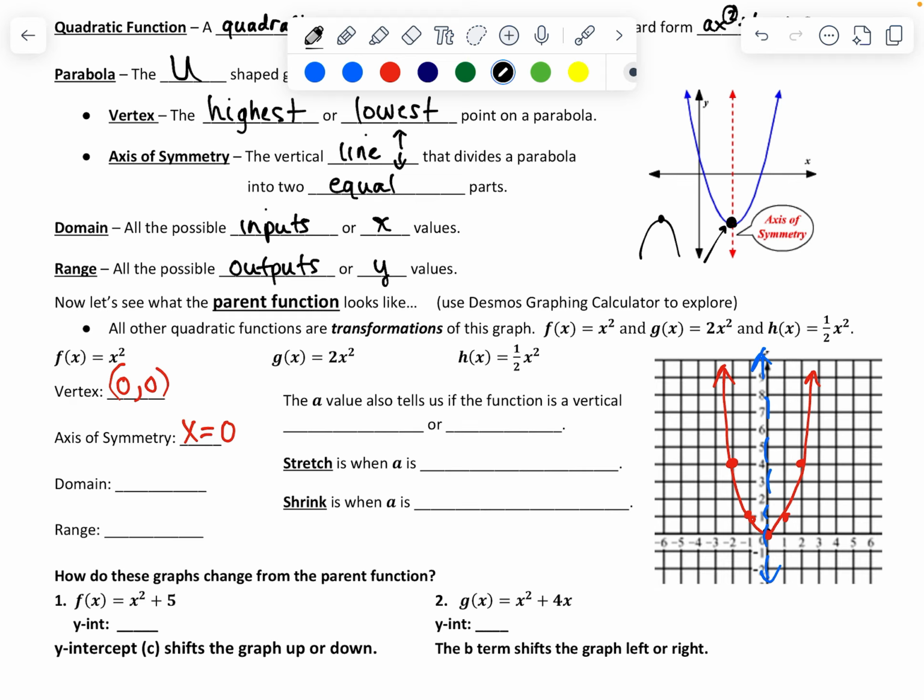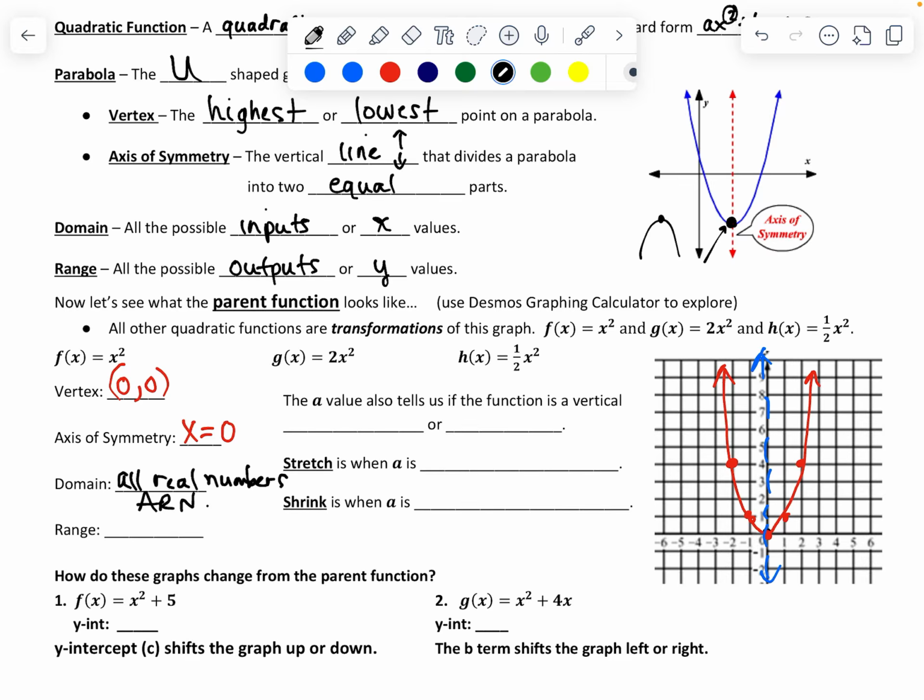Okay, domain for these is simple because they're always going to be all real numbers, or ARN. It doesn't matter what kind of parabola it is, the domain is always all real numbers because it's going to continue to go in either direction. Those arrows are going to keep going up and out as far as they can.